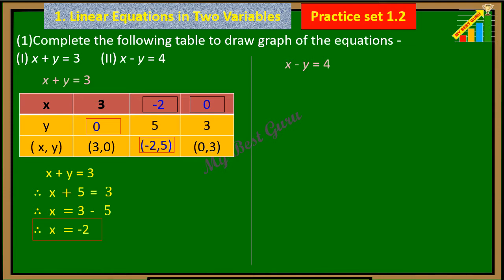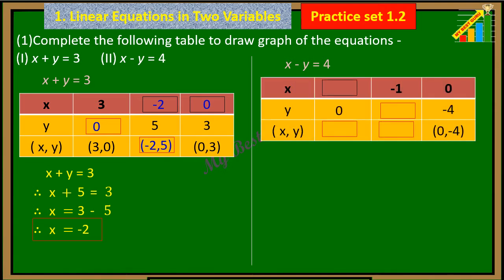Next, equation number second, x minus y is equal to 4. Now again we have to find out the solution for this. So x and y, these are the coordinates. Now just put y is equal to 0. So x minus 0 is equal to 4. So you get the value of x is equal to 4. So x is equal to 4, and write down the coordinate 4 comma 0.